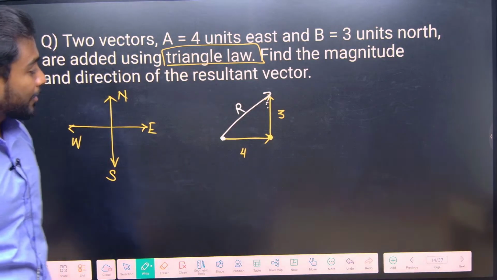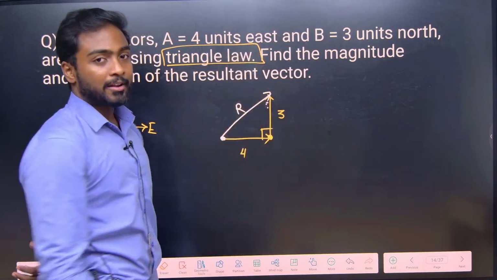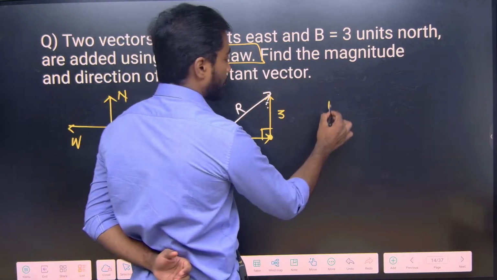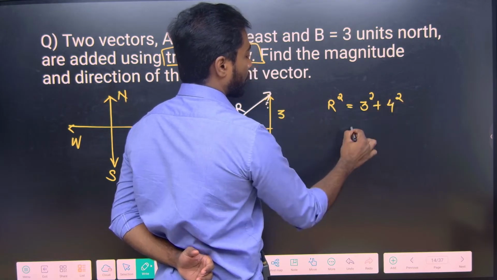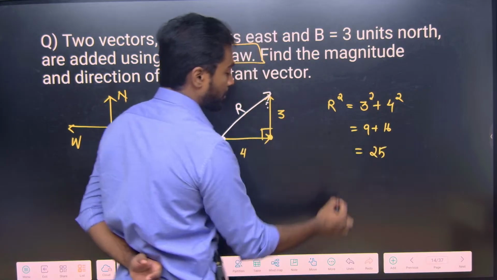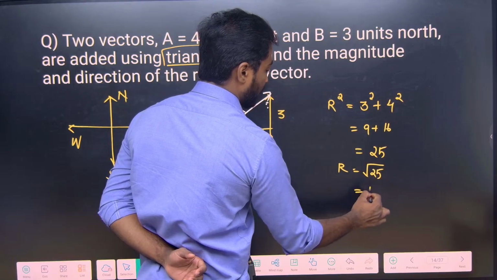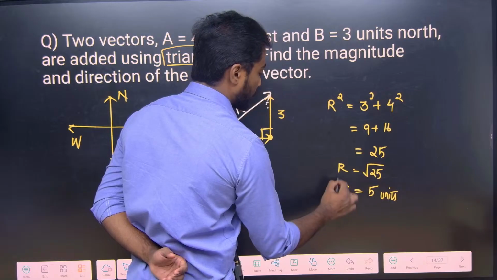Is this looking like a right angle triangle? Yes, fine. Can I use the Pythagoras theorem here? Yes, I can. So R square is equal to 3 square plus 4 square, which is 9 plus 16, equal to 25. So R is equal to under root of 25, which gives me 5 units.